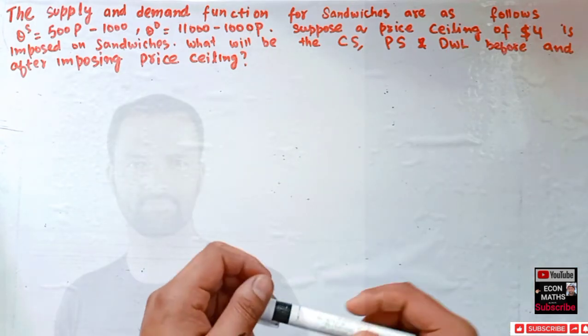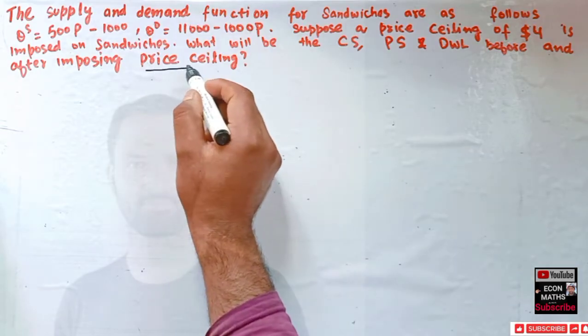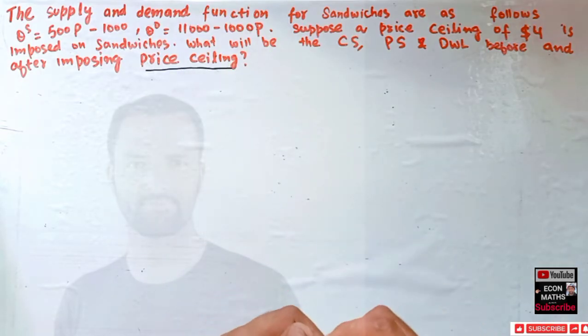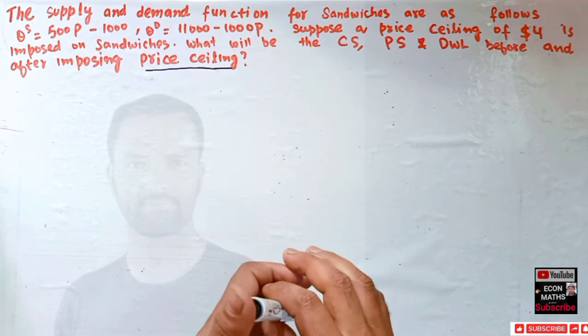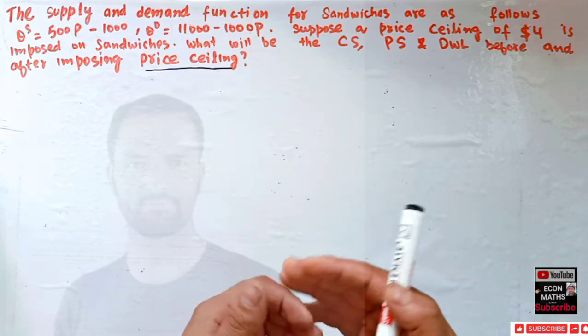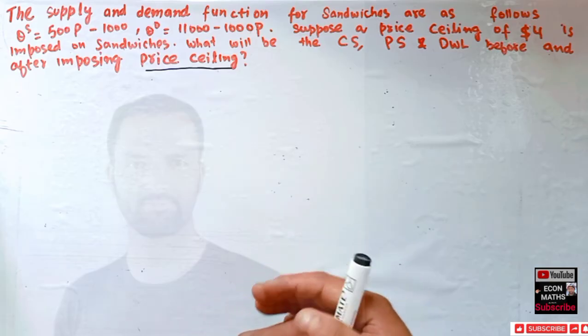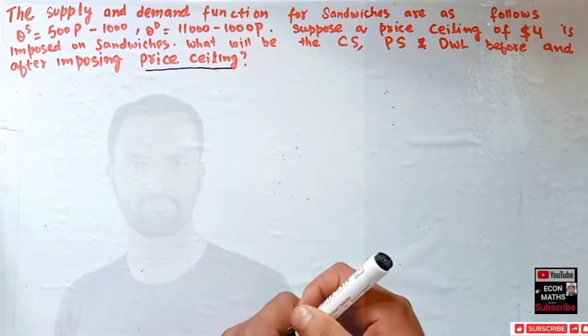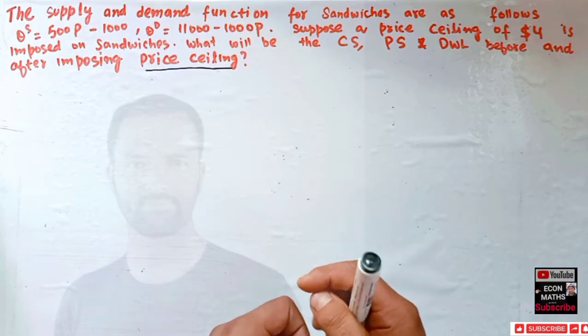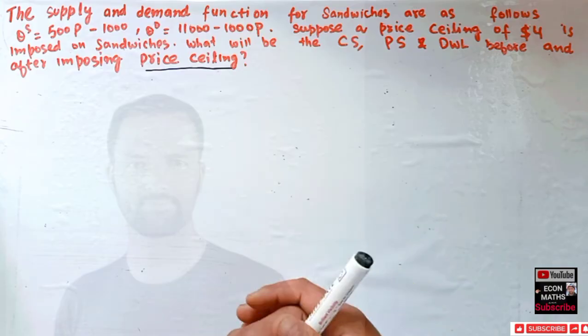Okay, so first, what do we mean by the price ceiling? Price ceiling is also called the price cap, and it is the highest point at which goods can be sold. You can think about it like a type of price control, and it is the maximum amount the sellers can charge for a good.